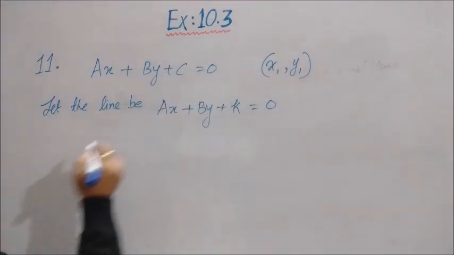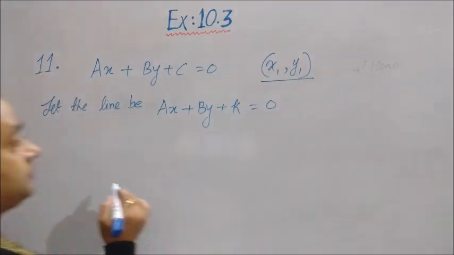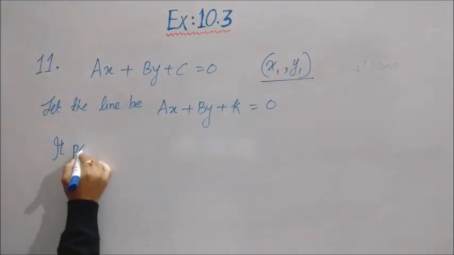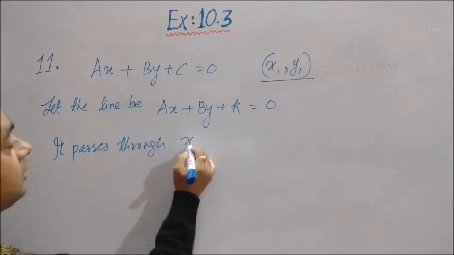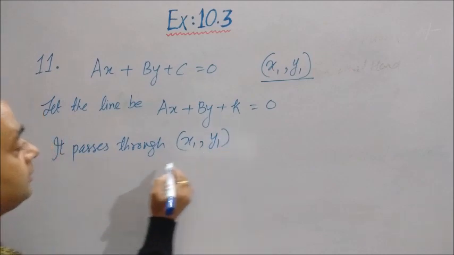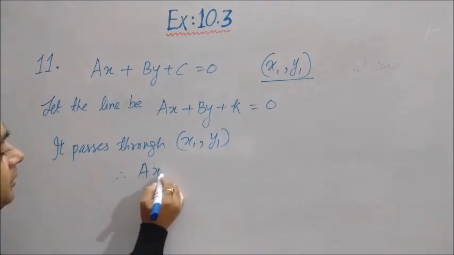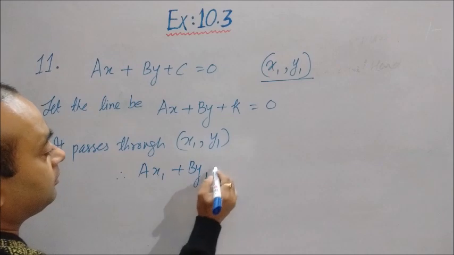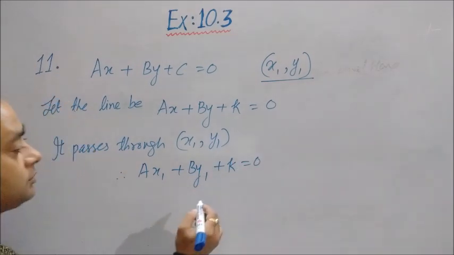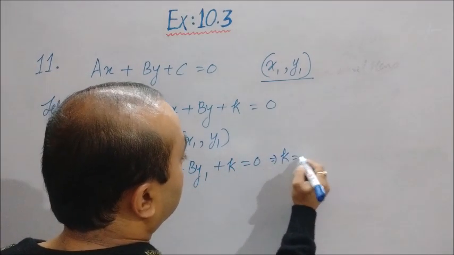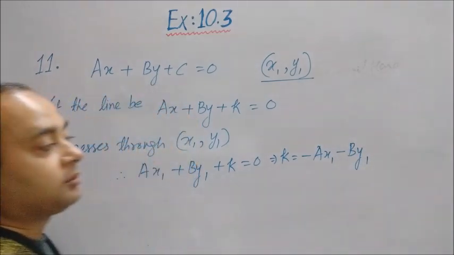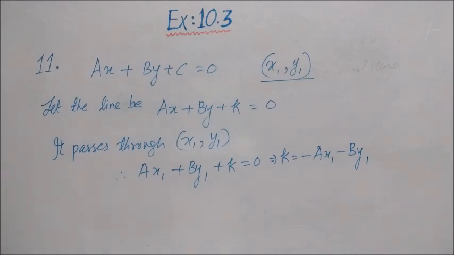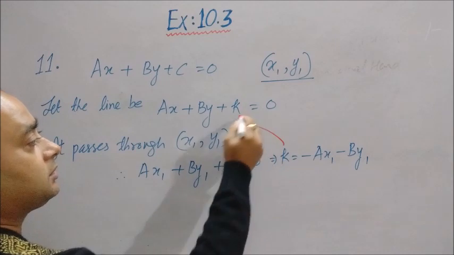Again it passes through this point. Which point? x1, y1. So it passes through x1, y1. Therefore, ax1 plus by1 plus k equal to 0. So k equal to minus ax1 minus by1. So this is the value of k. So this value of k we are going to resubstitute in this equation.